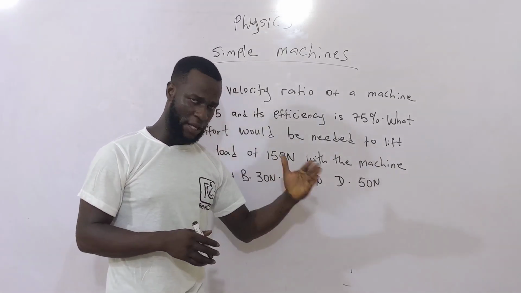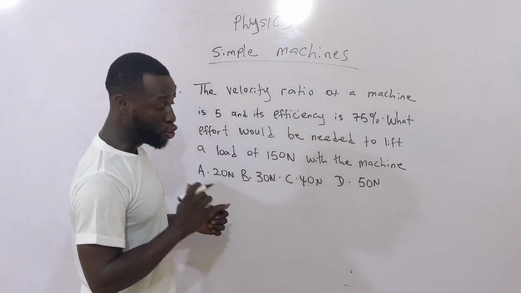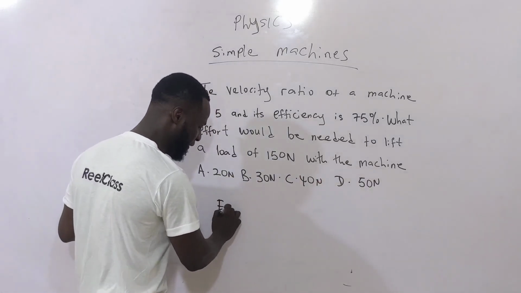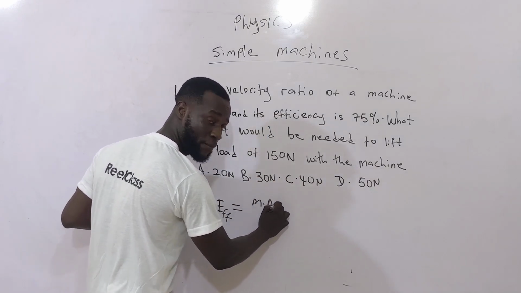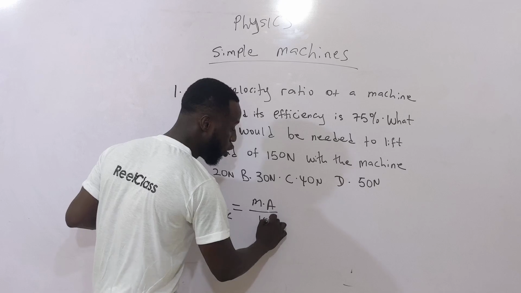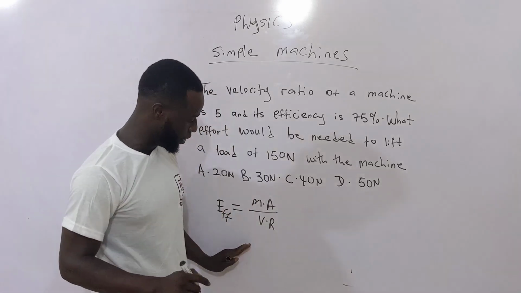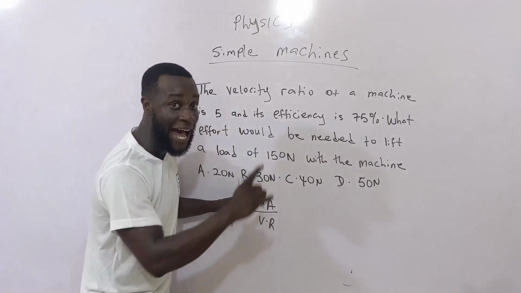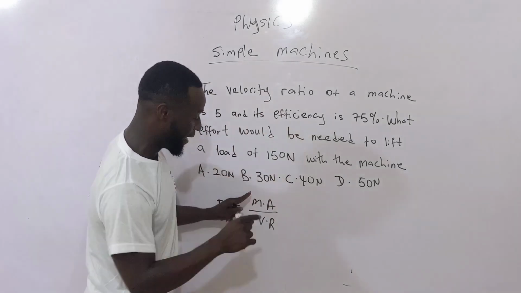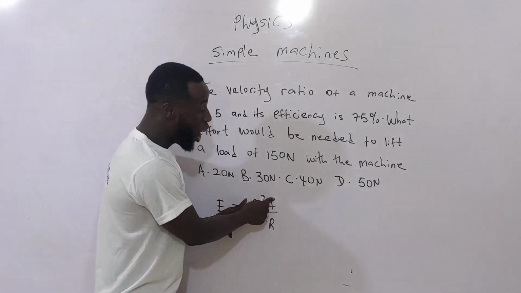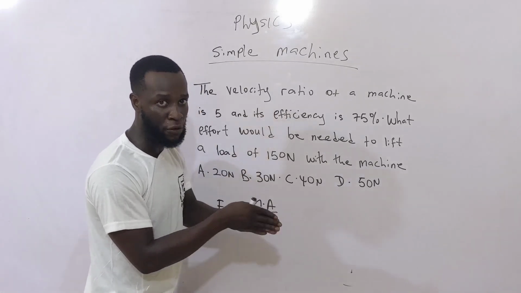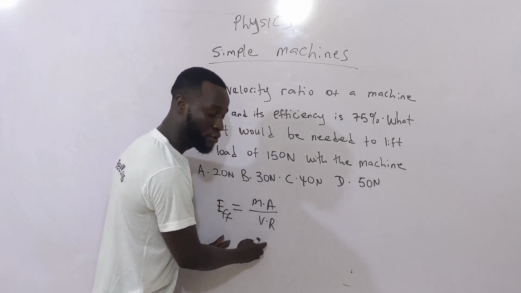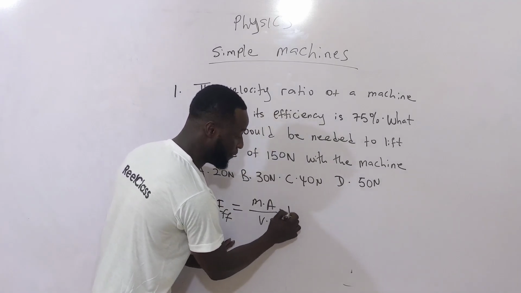Since I am looking for effort, it will be wise to use efficiency of a machine is equal to mechanical advantage divided by velocity ratio. Why is this the best choice for me? Because in mechanical advantage, I have load over effort. If I can find a mechanical advantage and I already know my load, then I can make effort the subject of the formula. So this is the right choice for me to use.